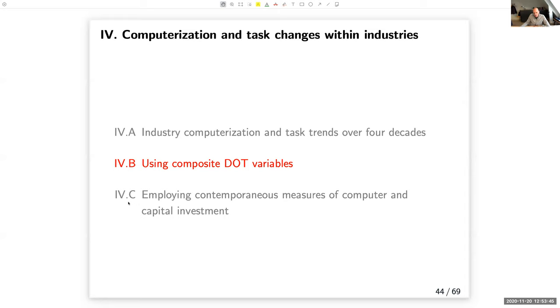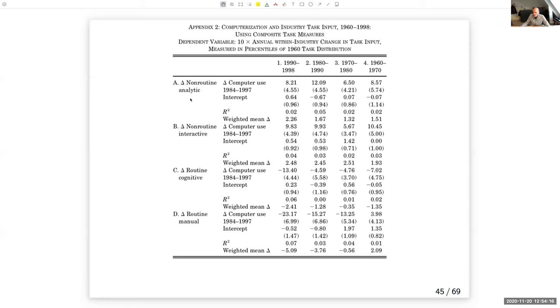I think more importantly, subsection 4C is going into the issue that what we had on the left-hand side were task changes in the 60s, 70s, whereas on the right-hand side, we had the change in computer use only in the late 80s, 90s. So it's going to look for contemporaneous measures of computer use and capital investments, and that will then also have some drawbacks. Okay. So, first of all, these are the composite task measures. I'm not going to go into that. This is just recalculating these four task dimensions using a principal component analysis rather than handpicking tasks going into each of these four.